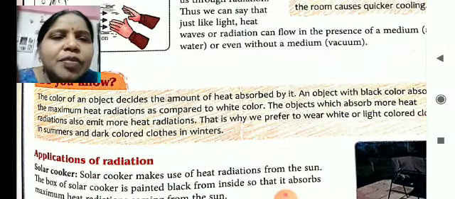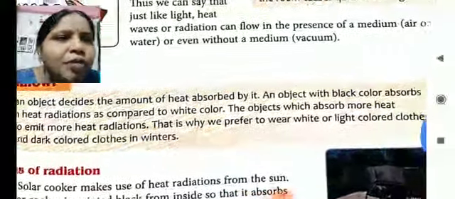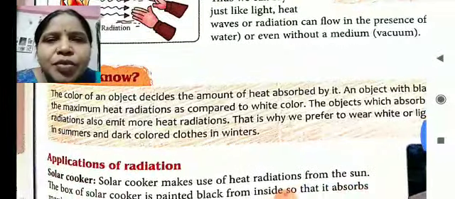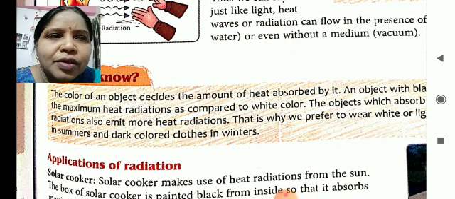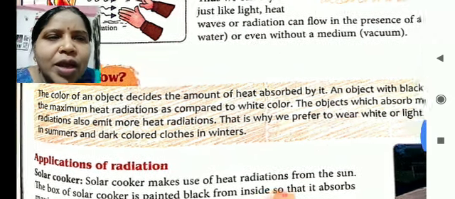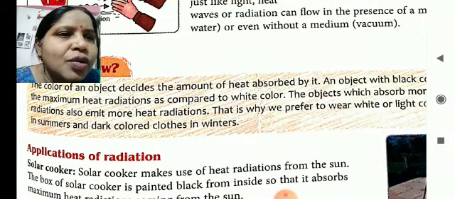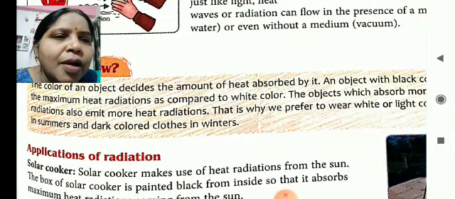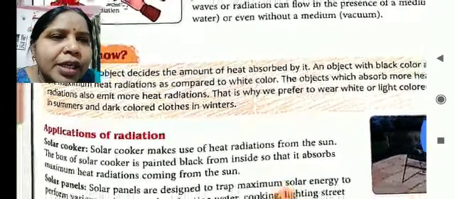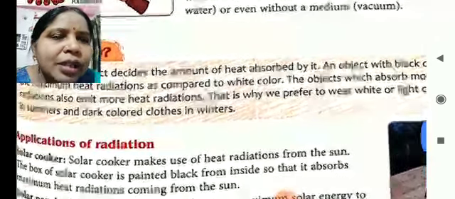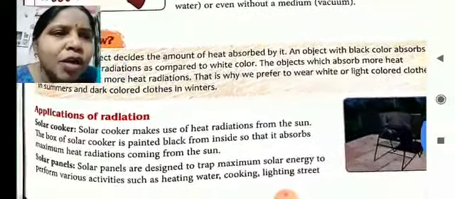The color of an object decides the amount of heat absorbed by it. An object with black color absorbs the maximum heat radiation as compared to white colored cloth. That's why during summer we are supposed to wear light colored clothes, and in black colored clothes, the heat is absorbed by it and we feel warm.